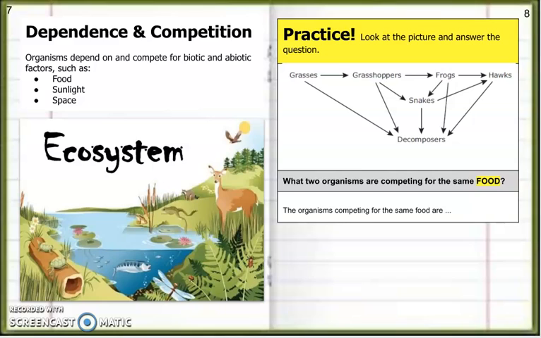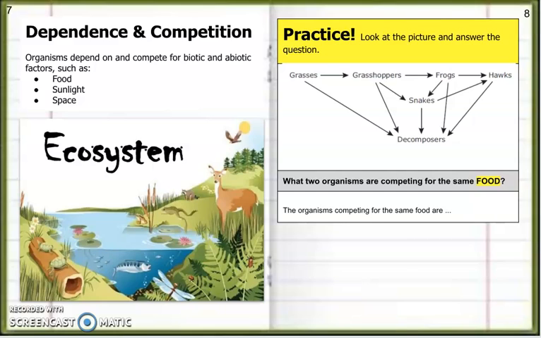Now that we've talked about abiotic and biotic factors and the different types of organisms in an environment, we're going to talk about how they depend on and compete for those factors. Organisms depend on and compete for biotic and abiotic factors such as food, sunlight, and space. Space could be like shelter.